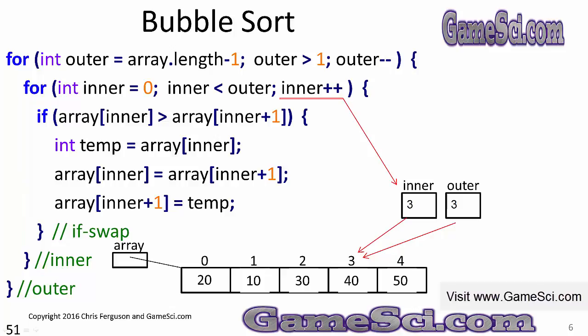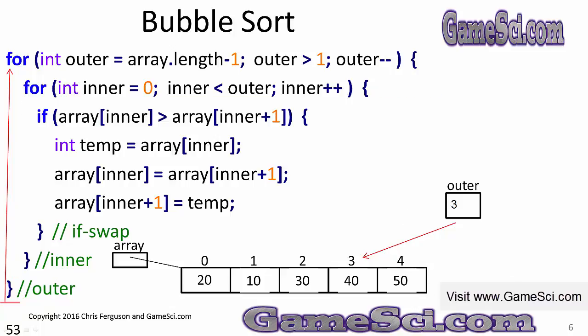When inner plus plus goes to 3, notice how we've reached the end. Notice how inner and outer are pointing to the same position. 3 less than 3 is a false statement. We've now gone through this inner loop twice, and look what we have.